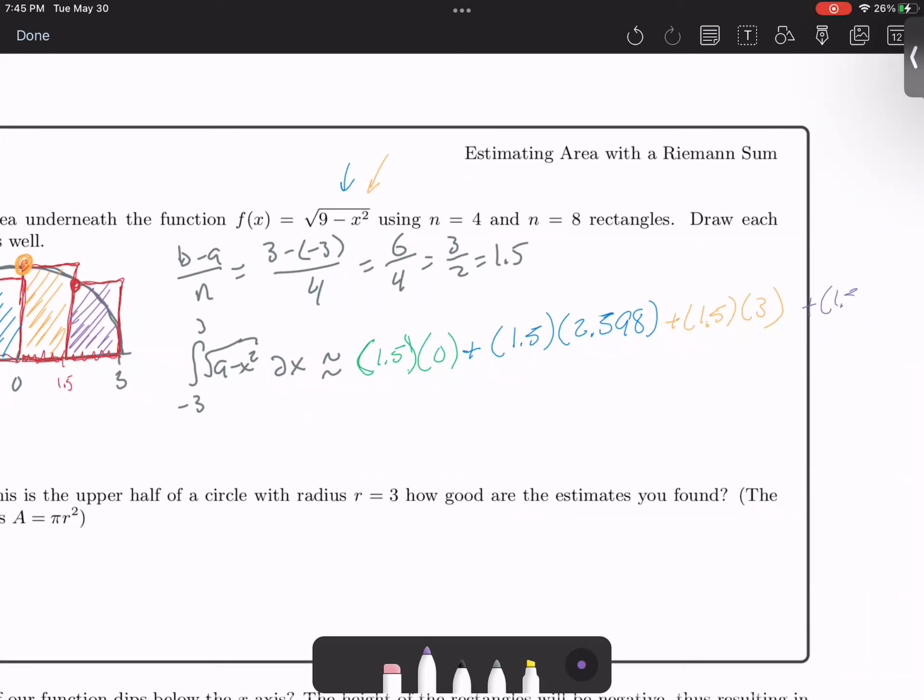Our last rectangle has a base of 1.5 and a height given to me by the function value at the left-hand point, 1.5. If you plug in 1.5 into this function, you get, again, an approximation. It's an even function, so actually the same value as minus 1.5. You get 2.598.